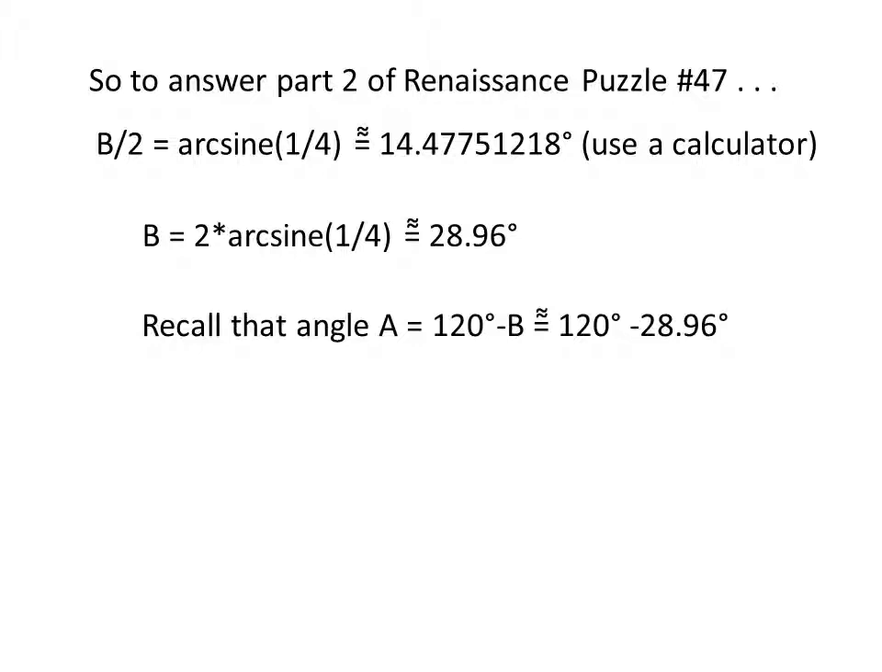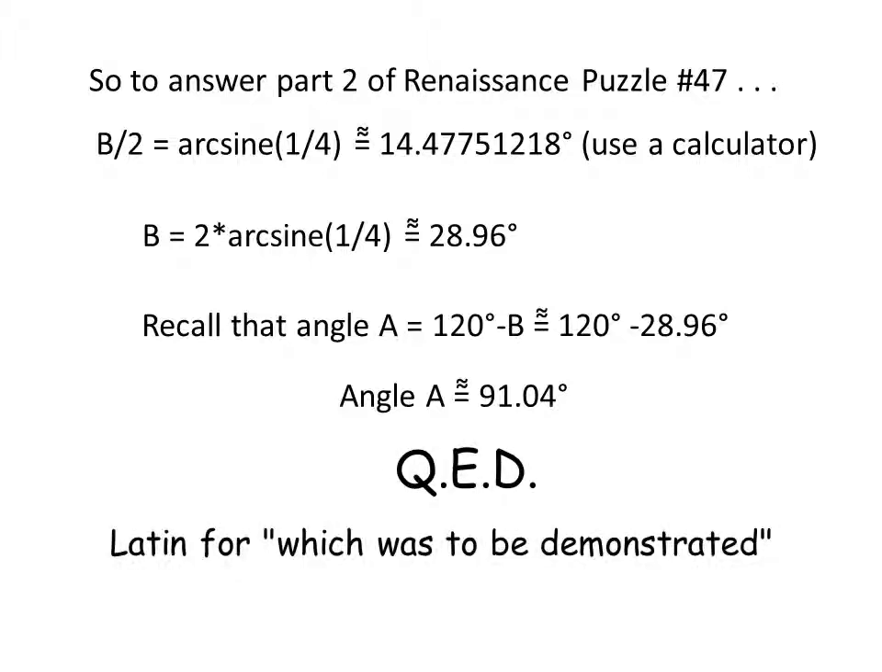Recall that angle A is equal to 120 degrees minus angle B, which is equal to approximately 120 degrees minus 28.96 degrees. So angle A equals approximately 91.04 degrees. Quod erat demonstrandum, Latin for which was to be demonstrated.